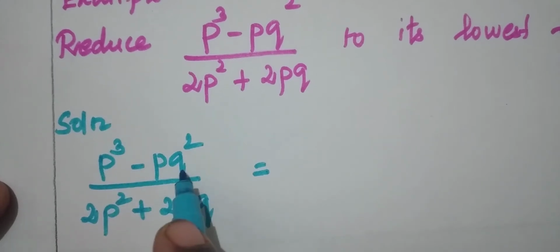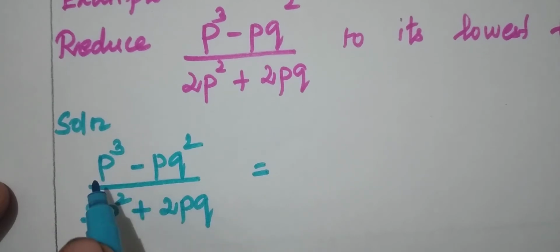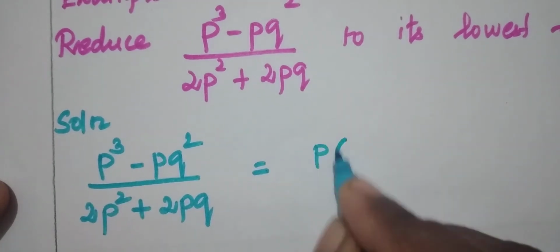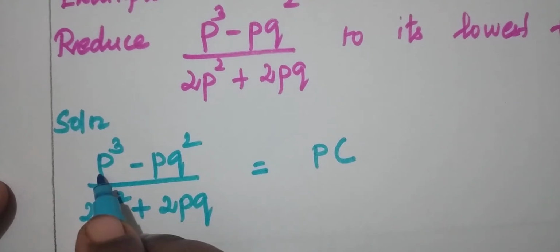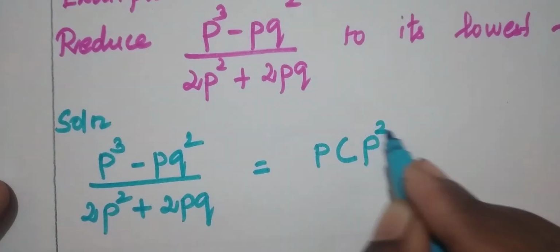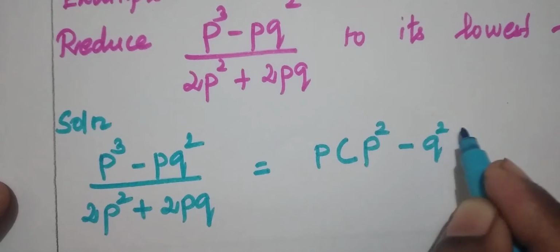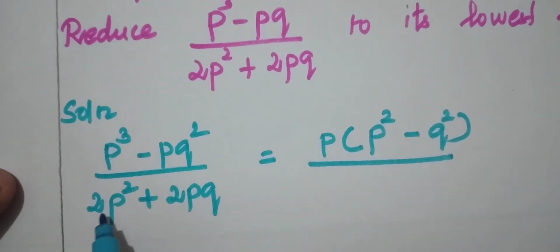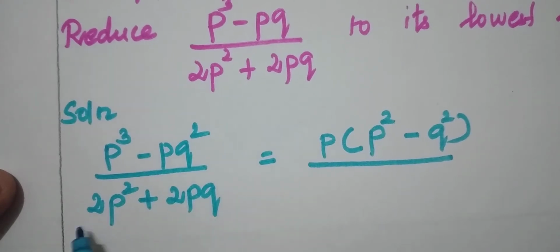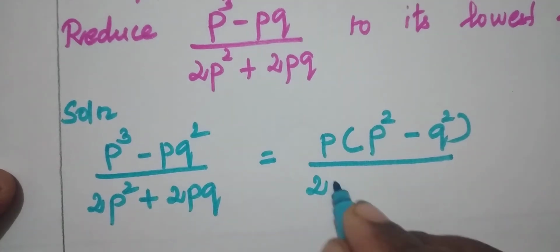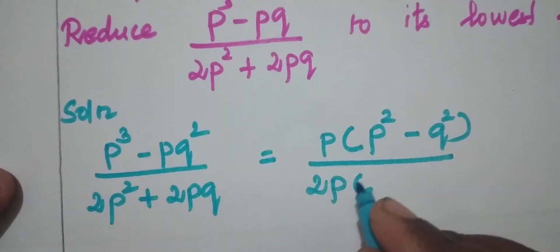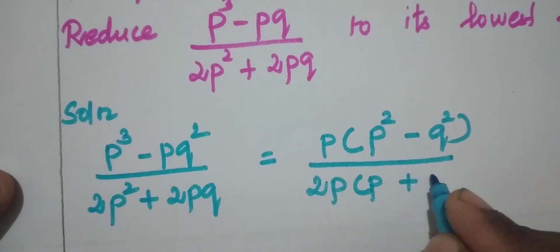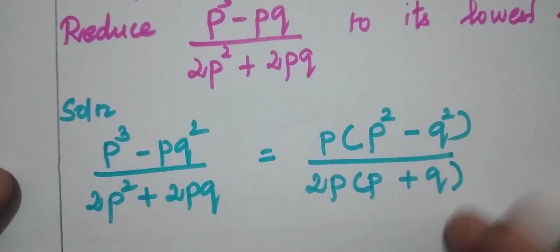in the numerator, p is common in both the terms. So we have to take 1p outside. If we take 1p outside, the first term becomes p square minus q square divided by, similarly here 2p is common in these two terms. So we have to take 2p outside. So the remaining thing is here 1p and here plus q.